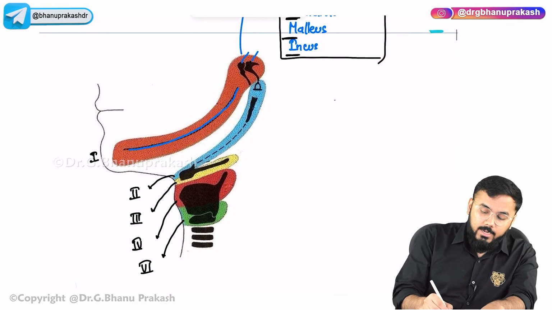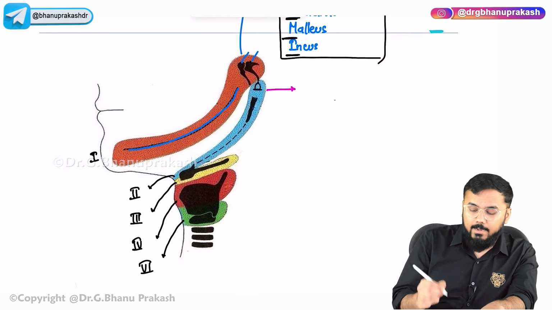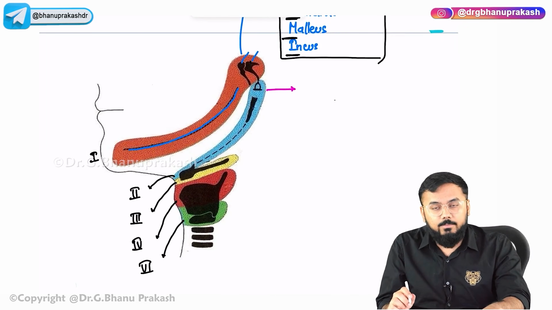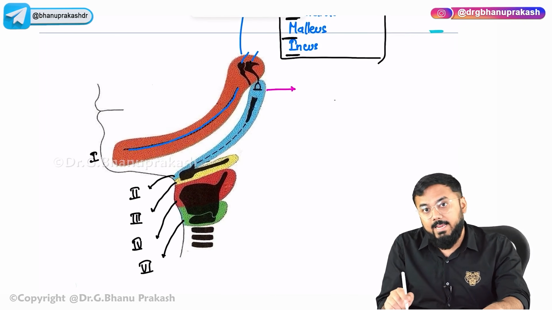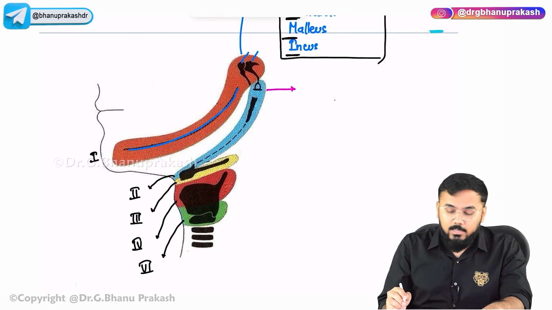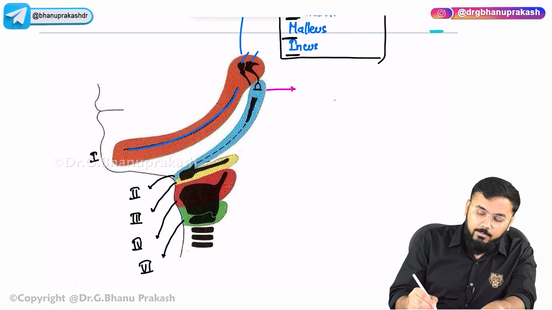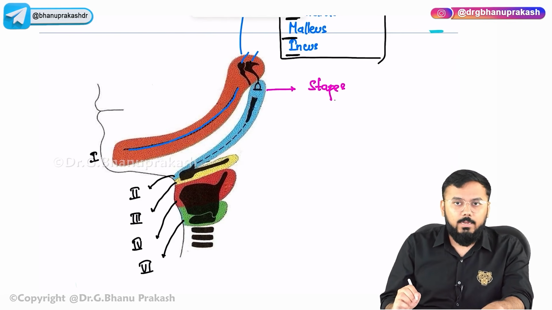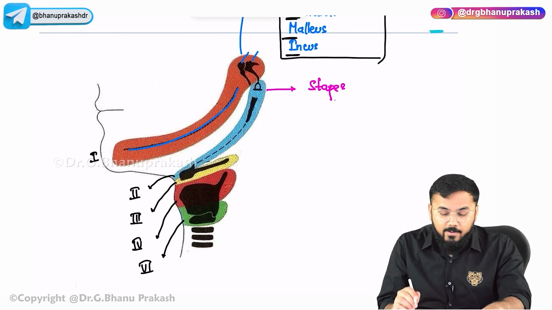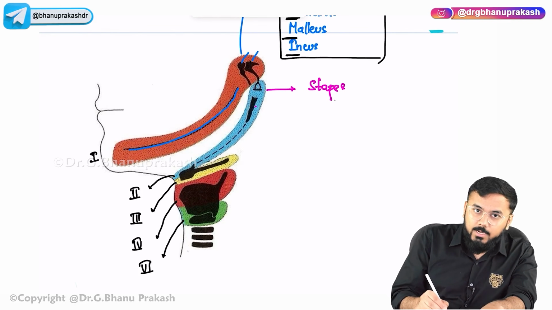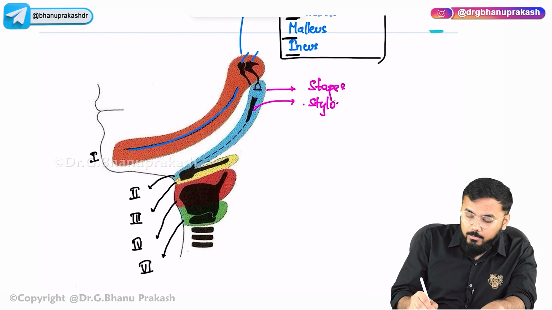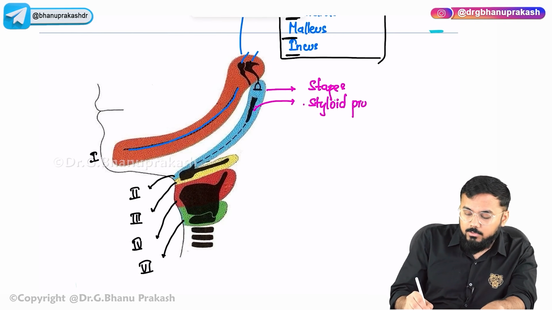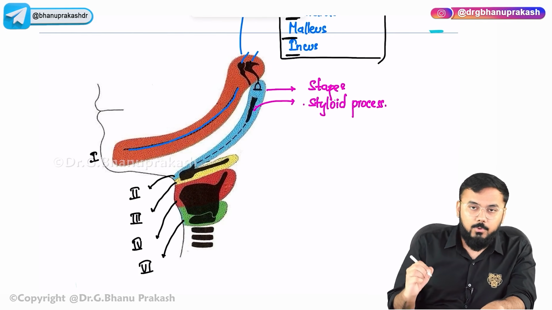After this, the next important thing is the second arch. What are the structures that are derived from the second arch? What is the first letter in second? S, right? So S stands for what? What is the remaining bone here? Stapes. Remaining bone here is called as stapes. After stapes, you see what is this particular process over here? This is called as styloid process.